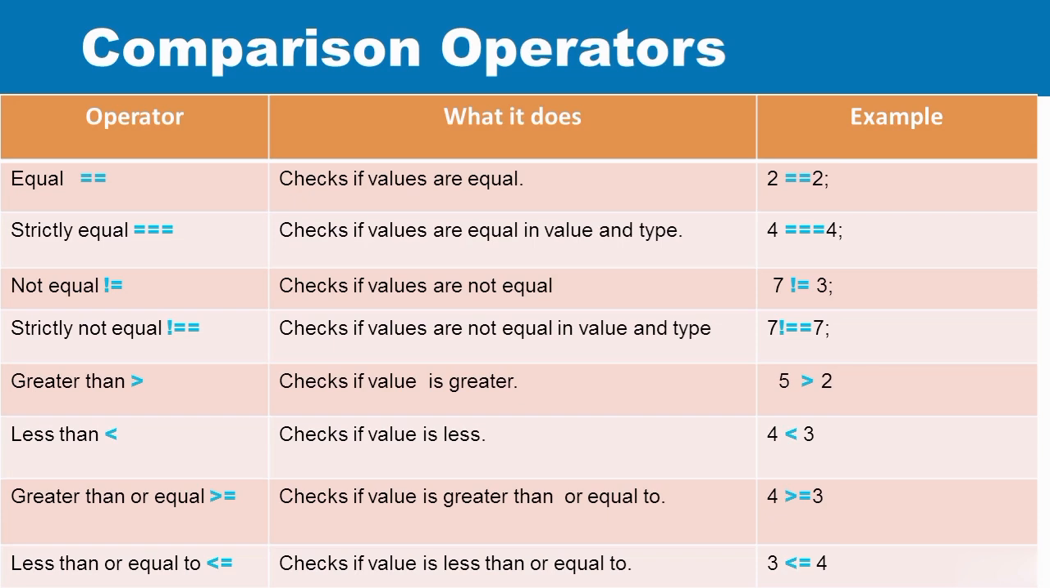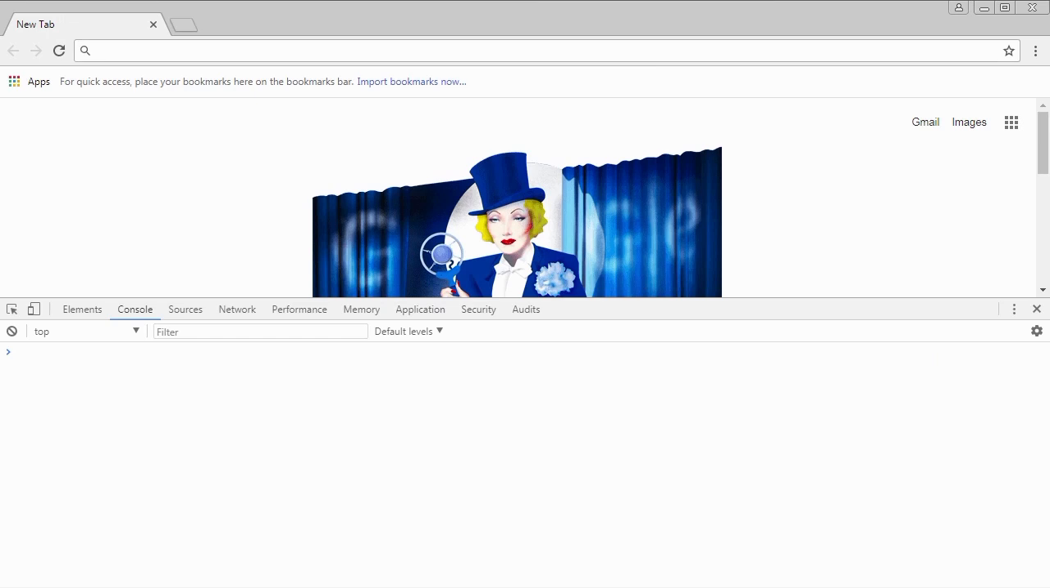So I'm going to jump into the console now and give you some basic examples of these comparison operators. When you're using comparison operators, they will always return either a true or false result. Say, for example, I want to check if 4 is equal to 5. That will return false because 4 is not equal to 5.